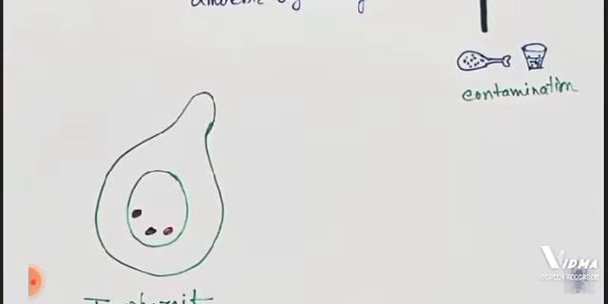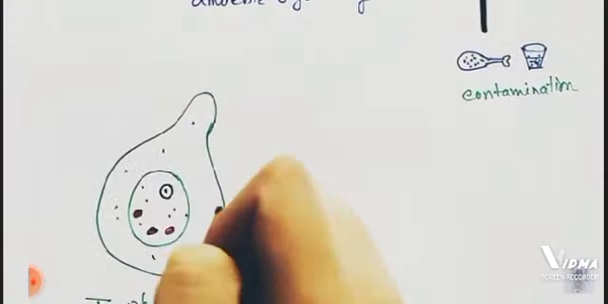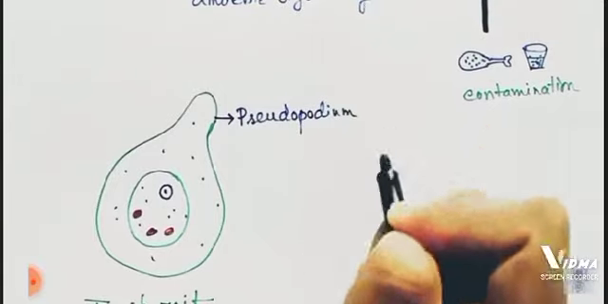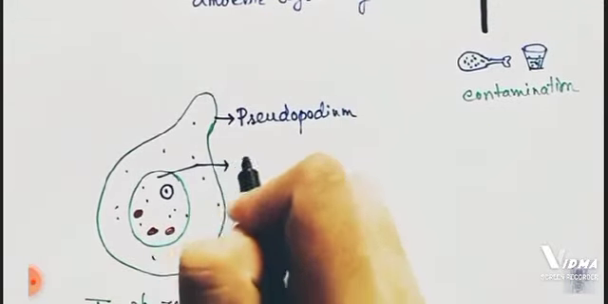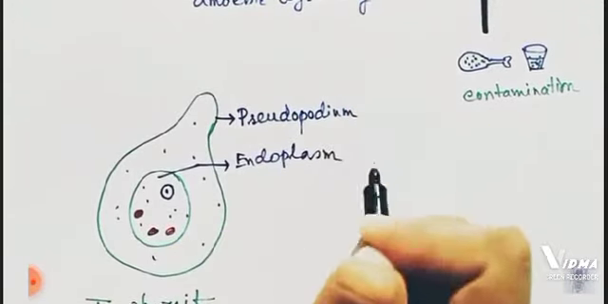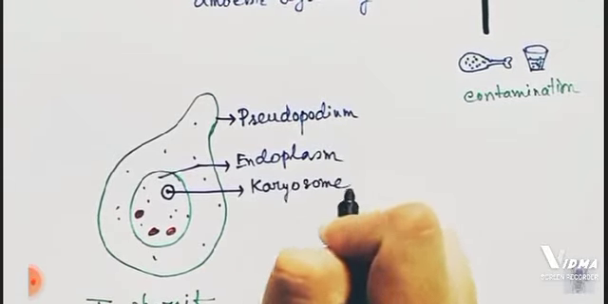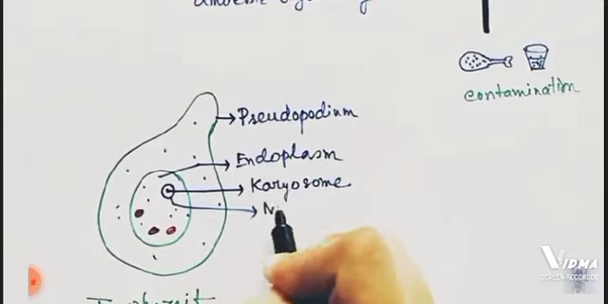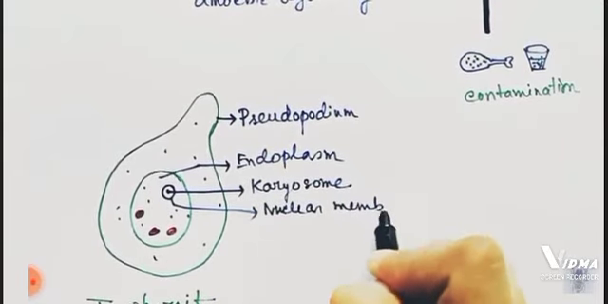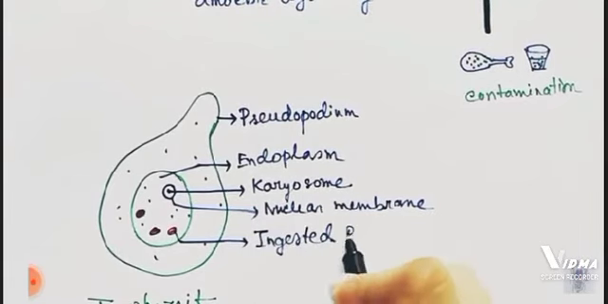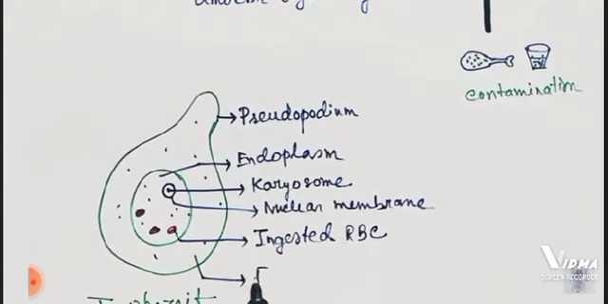The structure is somewhat like this: it has pseudopodium, the endoplasm, the karyosome, and this is the nuclear membrane. It also shows ingested RBCs. These are the RBCs ingested by these trophozoites from our body.